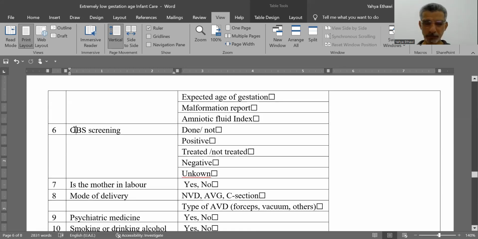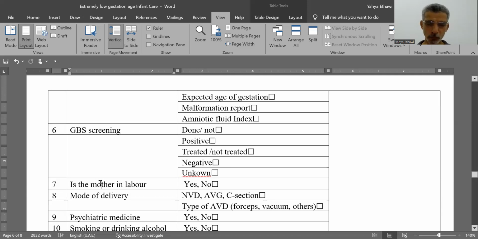We need something called GBS screening. Did they do a vaginal swab for the mother looking for group B streptococcus? It's an infection in the mother that causes sepsis in the baby. So we need to know, is it done or not? And if it's done, is it positive? And if it's positive, treated or not? So negative and positive. So it's done or not? Negative, unknown. So that means done. It's not done, and there is no result yet, or we don't know whether it's done or not.